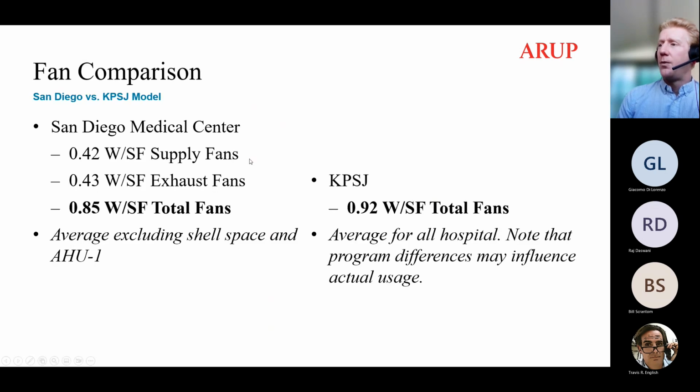When we look at the comparison, if we take the San Diego Medical Center supply and exhaust fans combined, we have a total of 0.85 watts per square foot on average, again, excluding shell space and air handling unit 1. And looking at the similar metric for the Kaiser San Jose model from EnergyPlus, we land at 0.92 watts per square foot. And that could indicate that perhaps the fan efficiency is a little bit low or the fan energy is a little bit high. They're one and the same coming out of the model. But before making that adjustment, given that the input data was based on the selections, we'd want to look at a more closely weighted average to see if the balance of program is part of what's driving the difference in total air changes space to space.